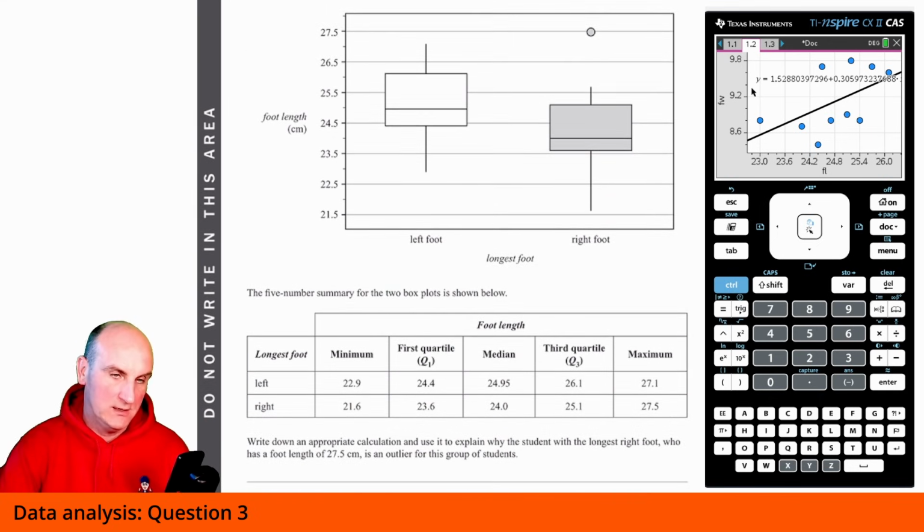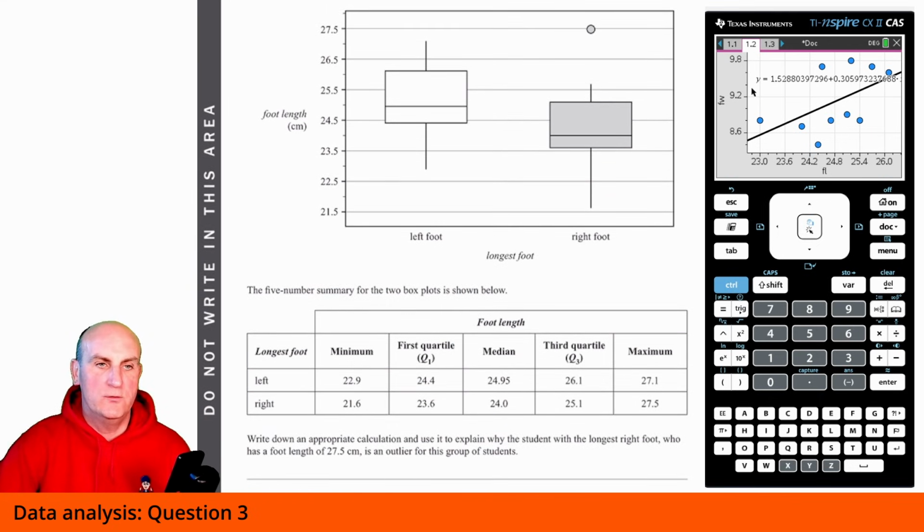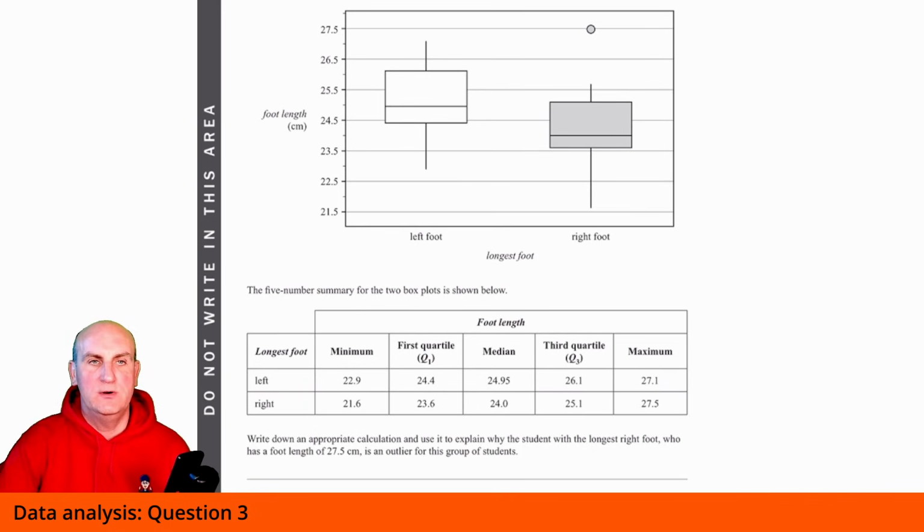Okie dokie, here we go. The 5-number summary for the 2 box plots is shown. Write down an approximate calculation and use it to explain why the student with the longest right foot, who has a foot length of 27.5, is an outlier for this group of students. Right, okay, so right foot.